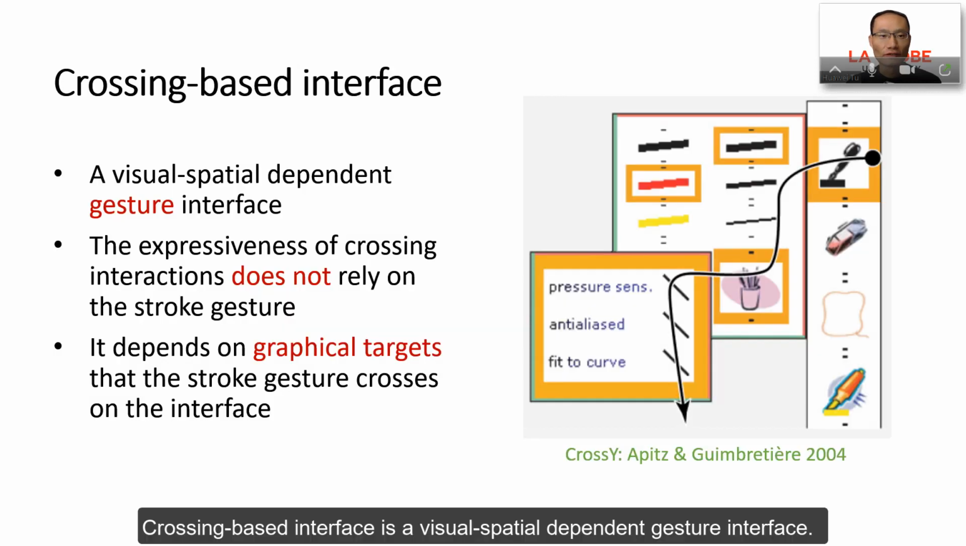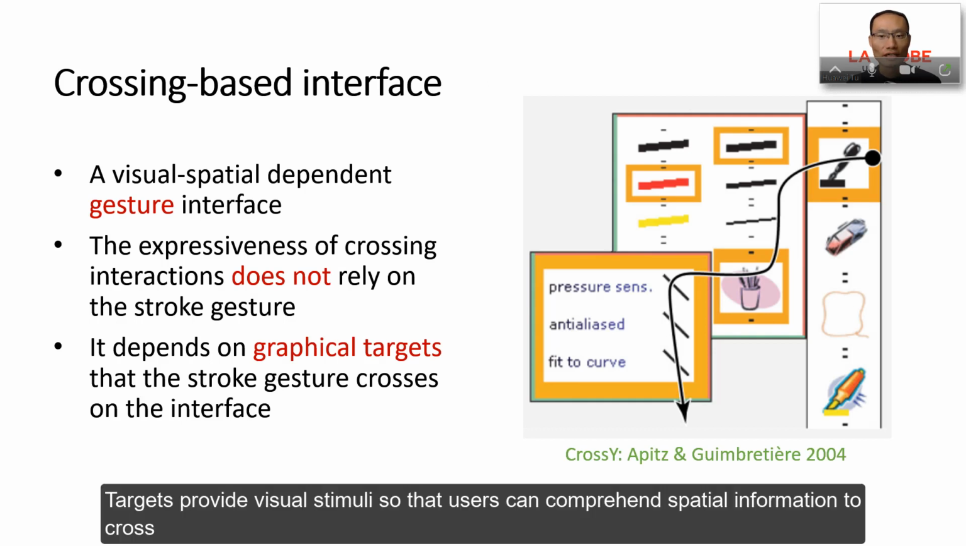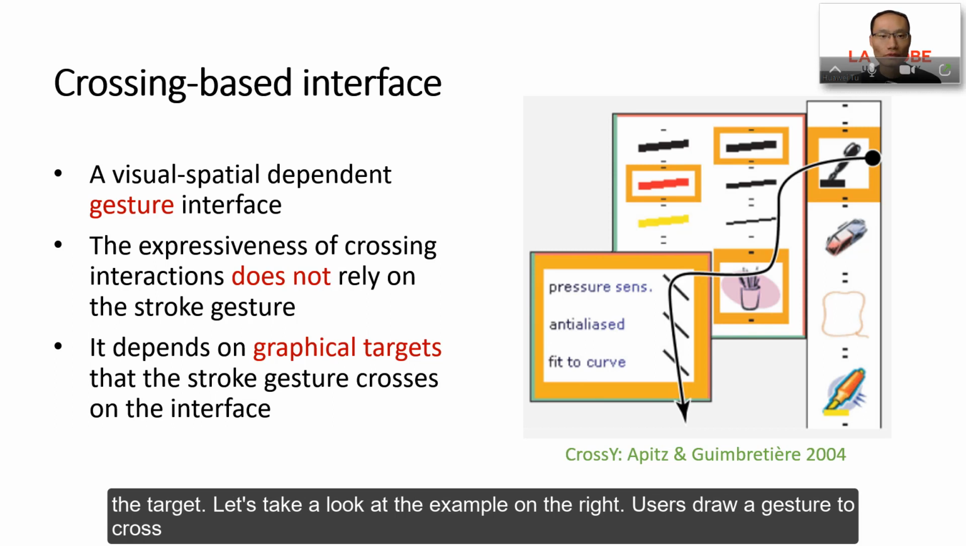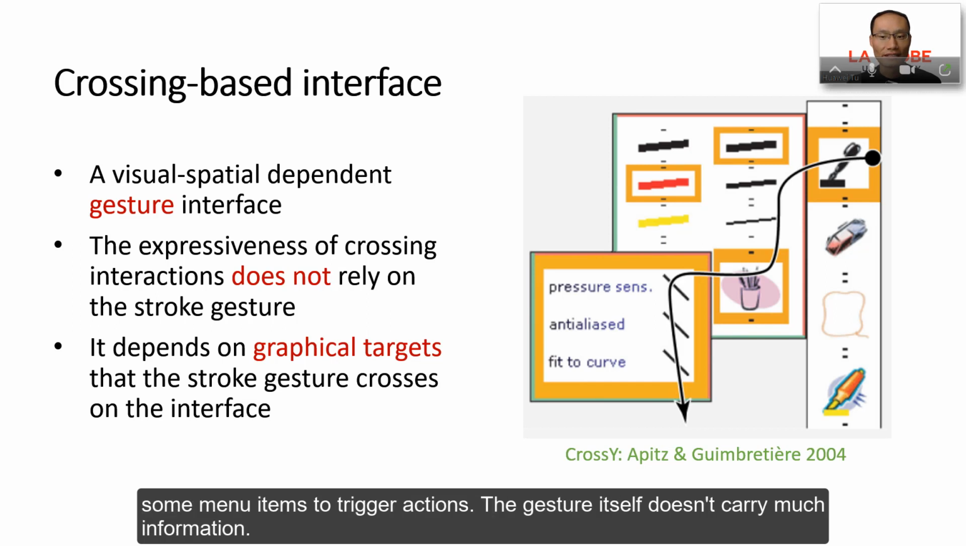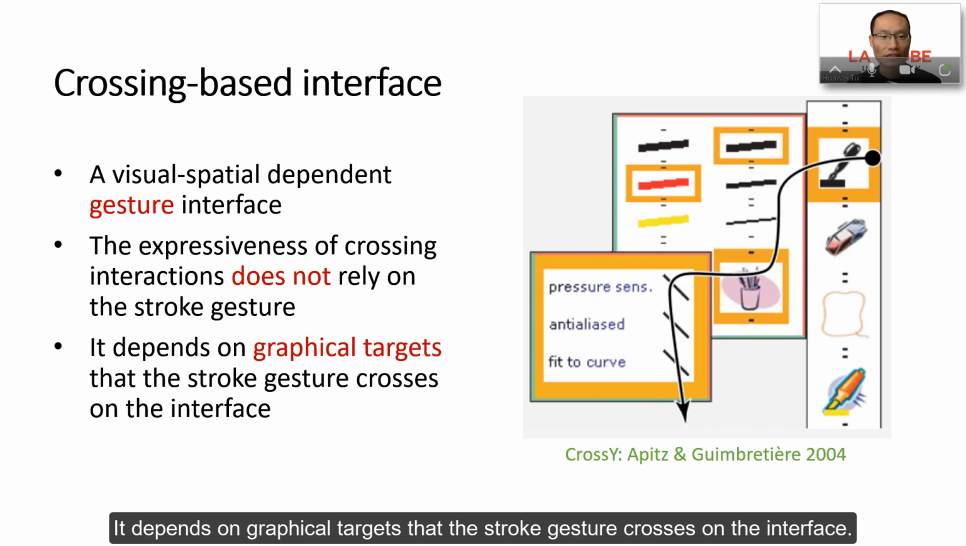Crossing-based interface is a visual-spatial dependent gesture interface. Targets provide visual stimuli so that users can comprehend spatial information to cross the target. Let's take a look at the example on the right. The user draws a gesture to cross some menu items to trigger actions. The gesture itself doesn't carry much information. The expressiveness of crossing interactions doesn't rely on the stroke gesture. It depends on graphical targets that the stroke gesture crosses on the interface.